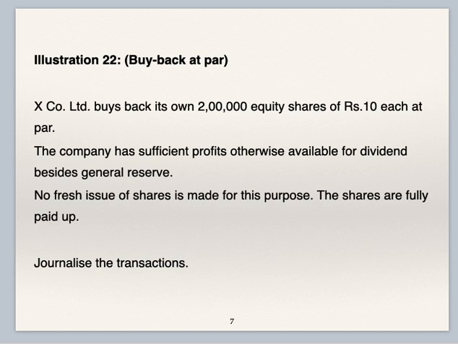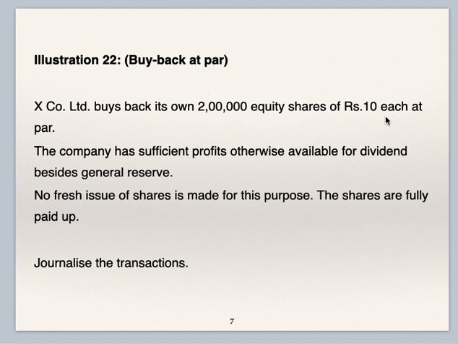Now we'll see illustration 22. Buyback at par. X Company Limited buys back its own 2 lakh equity shares of 10 each at par. Company has sufficient profits otherwise available for dividend besides general reserve. No fresh issue of shares is made for this purpose. Shares are fully paid up. Journalize the transactions.